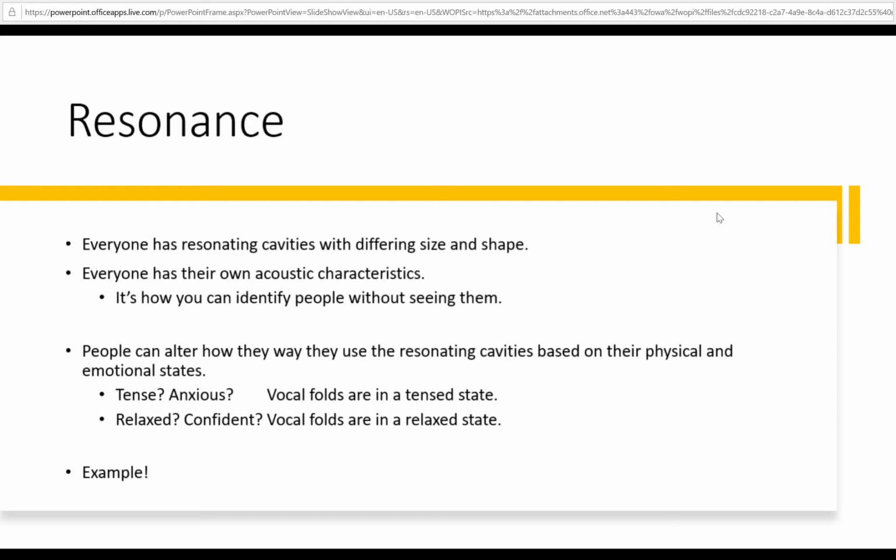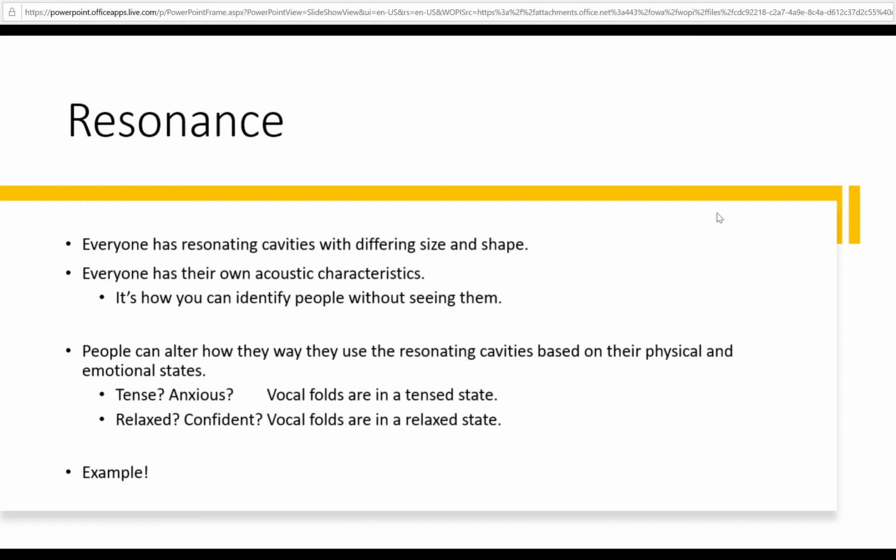This is what allows you to identify people that you already know without seeing them. So maybe it's talking on the phone. You know that this person is your mom versus your dad because of their acoustic characteristics.